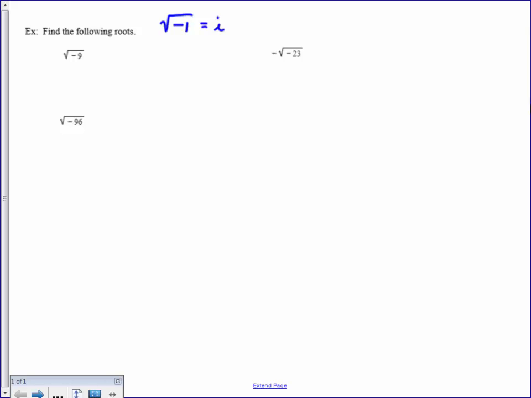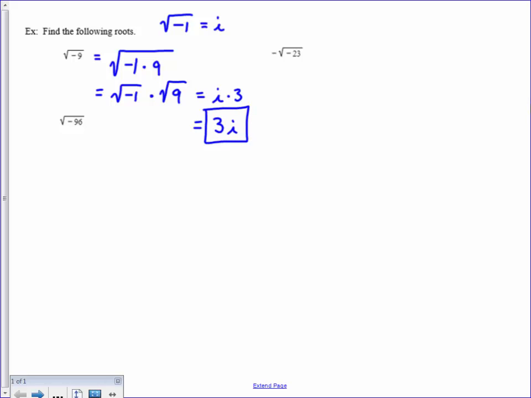So on this first root, I will rewrite it as the square root of -1 times 9. And then I would split it as the square root of -1 times the square root of 9. By definition, the square root of -1 is i, and then the square root of 9 would be 3. And so in this particular example, the answer would be i times 3.